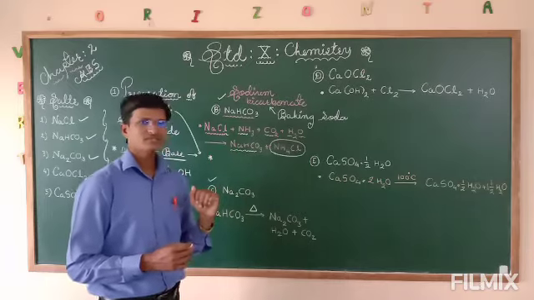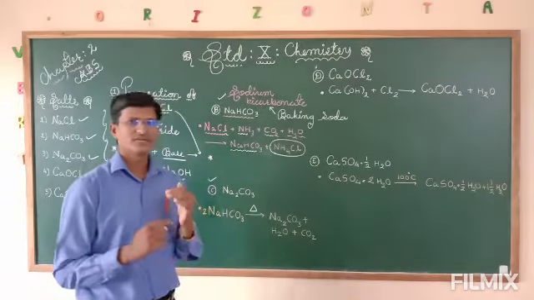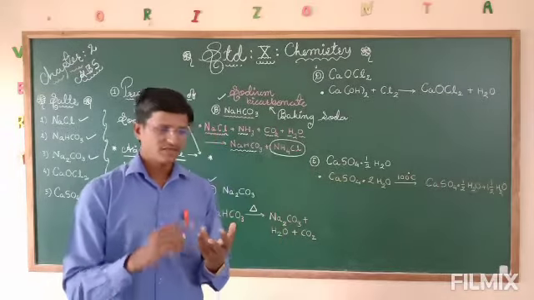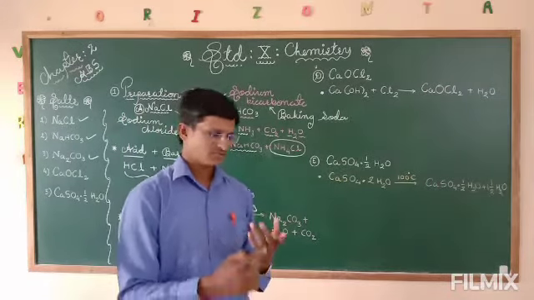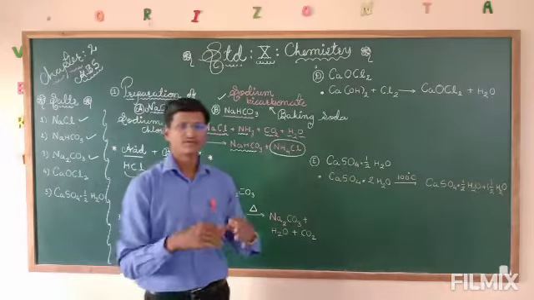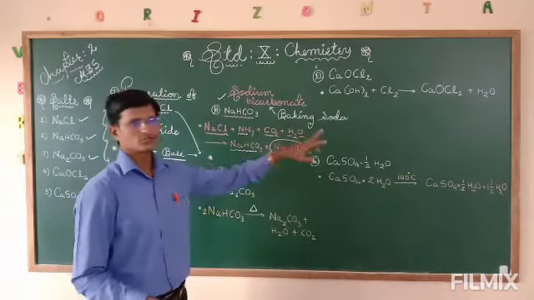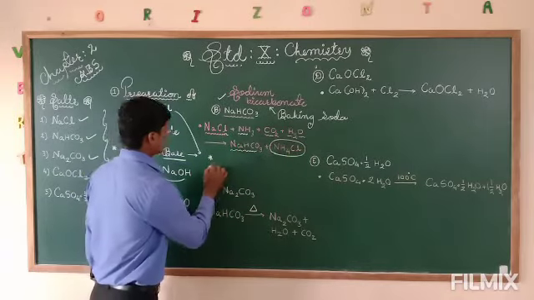Then this type of baking soda we are using in insecticides to prevent insects, and also in pesticides and in different chemical formations. So in that also we are using this baking soda. So these are the uses and the properties.